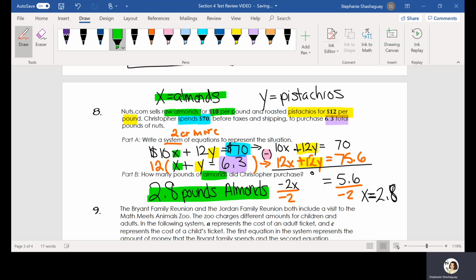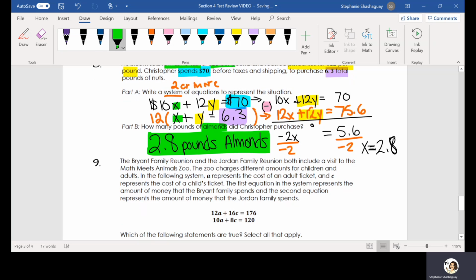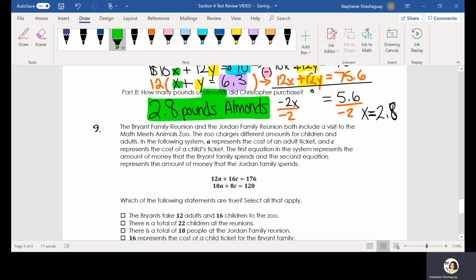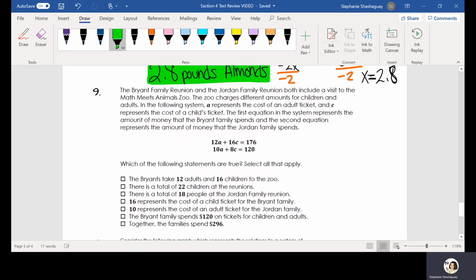Elimination was just one way that you could have used to solve the systems of equations. Remember that there are multiple ways to solve systems, and that is elimination, substitution, or graphing. I thought it would be easiest to use elimination, so I used elimination, but you could have also used substitution. Or if you had a graphing calculator, you could plug it in there too. Okay, plenty of options with systems. Moving on to question 9.